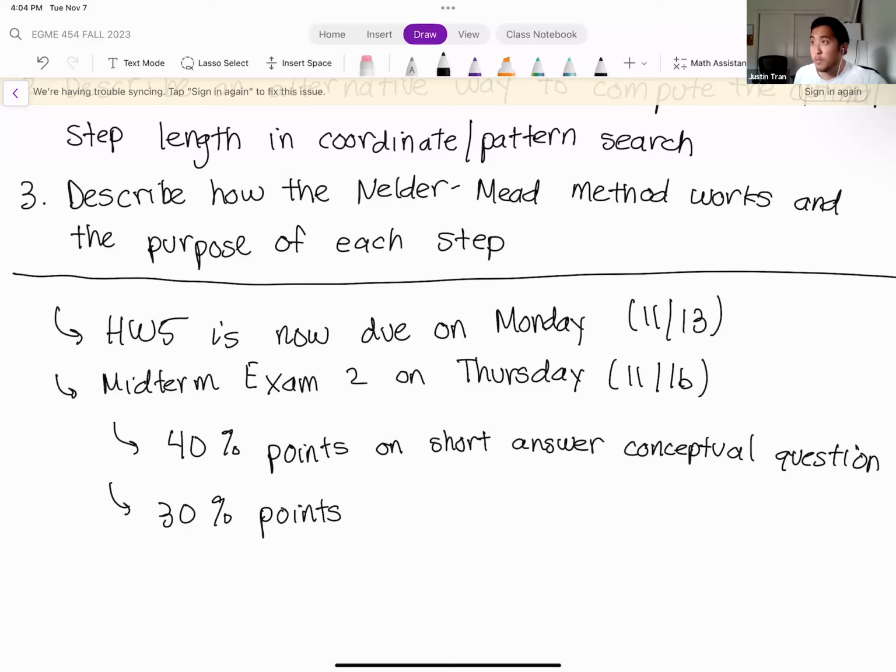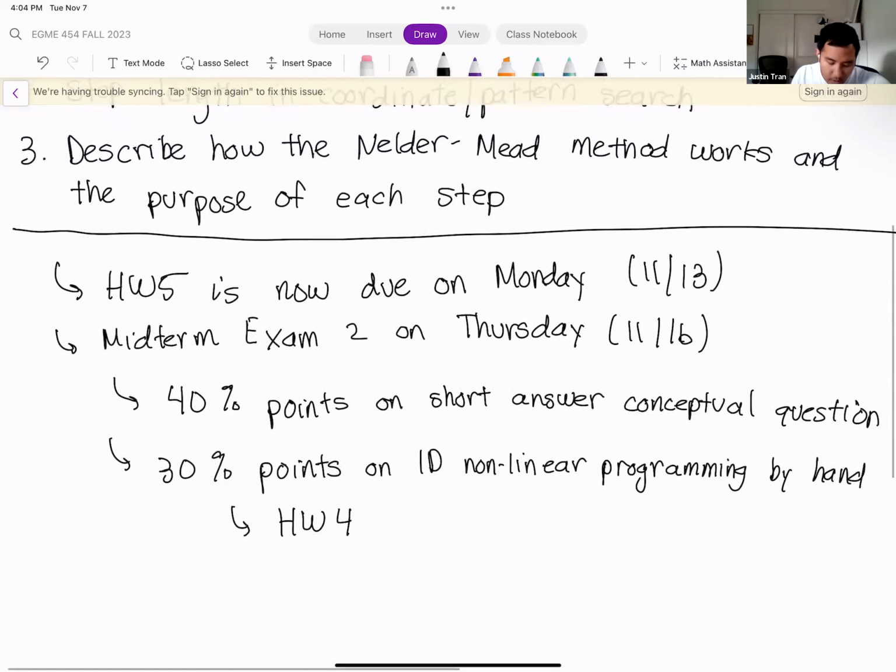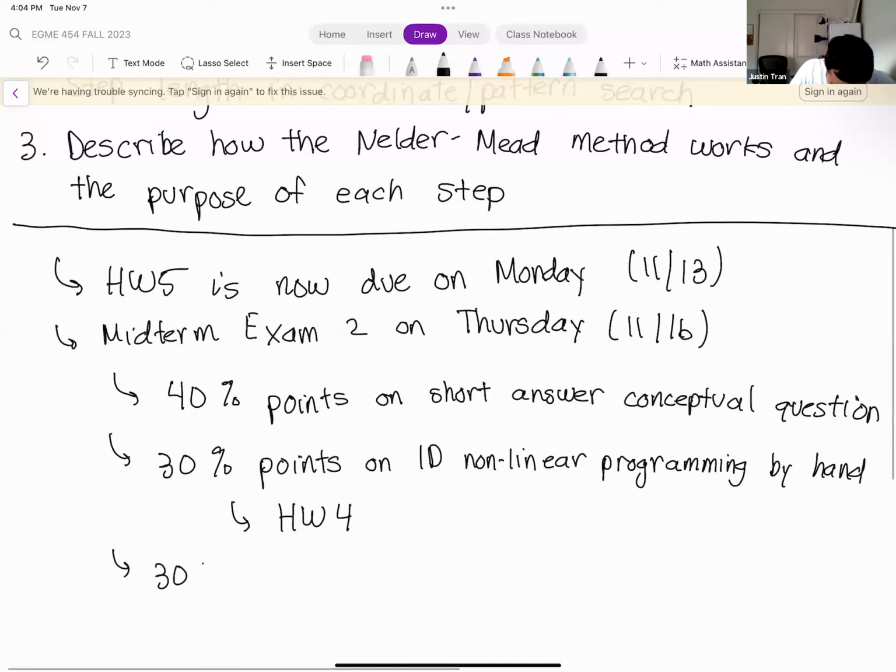30% of the points will be on 1D problems, and you will be expected to do these problems by hand. For practice on these types of problems, that's basically all of homework 4. I don't think I've posted solutions for homework 4 yet, so I definitely need to do that as well. Okay. And then 30% of the points will be the general nonlinear programming algorithm. So that's homework 5.